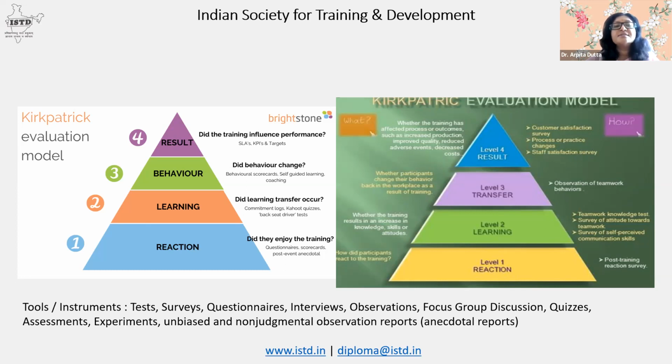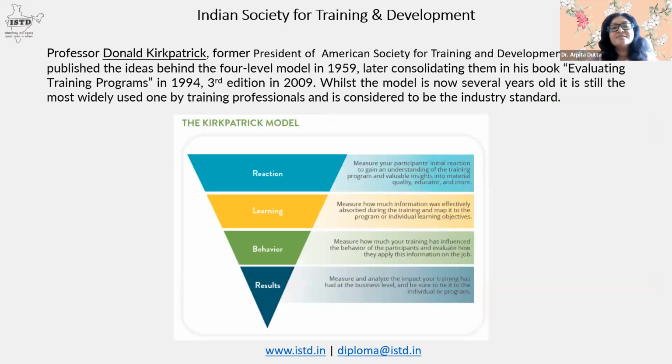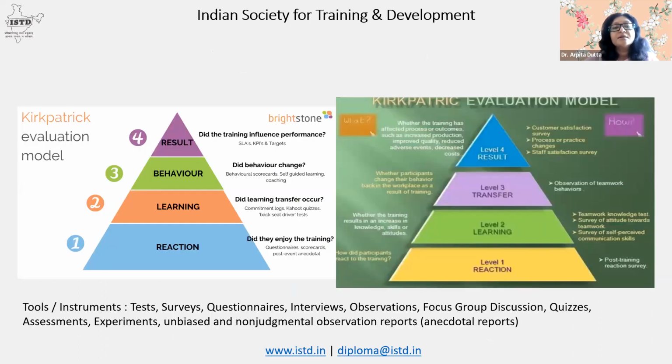And the fourth one is the result. Again, not many people are doing it, but if you see, this is a value we are talking about, it's a value chain we are talking about. So it must create a value, and we have to put all our resources, effort, and time to ensure that a value chain is created. Okay, so did the training influence performance?